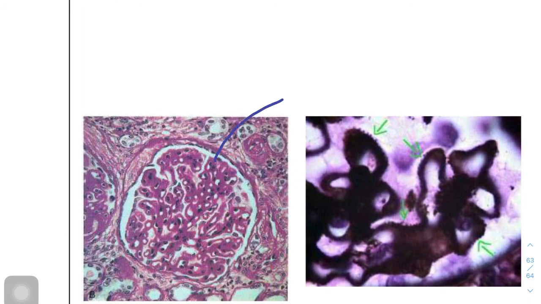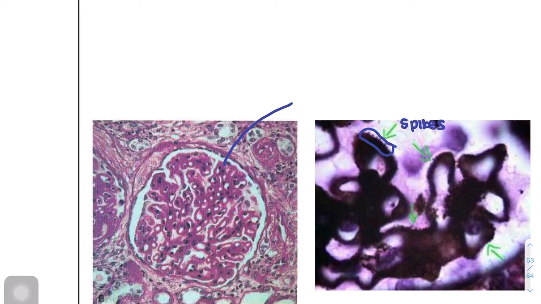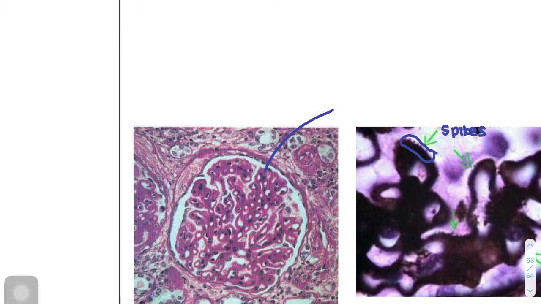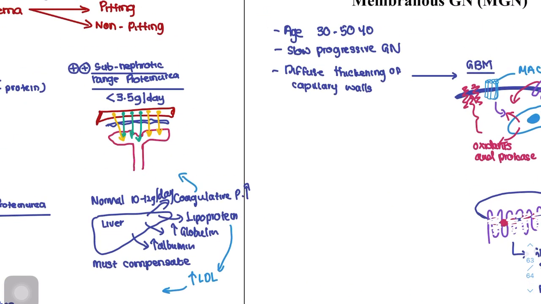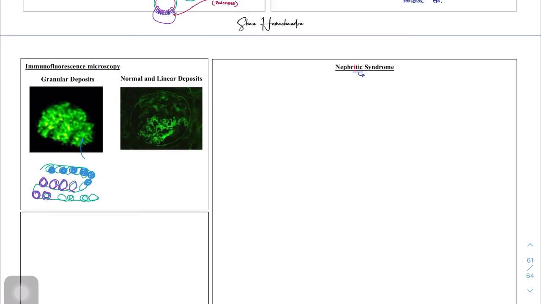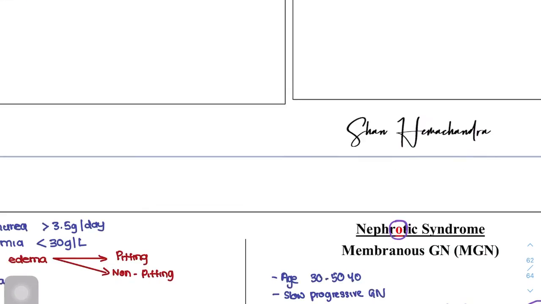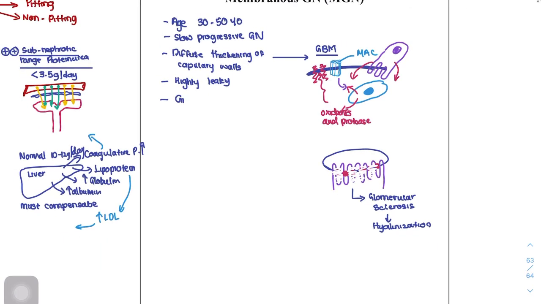You can see these very thick walls, and these are called spike appearances. These are spikes which you get. These are the deposits that have occurred. You can see the thickened basement membranes. And these facts need to be known. These are highly leaky, and we get granular deposits here.